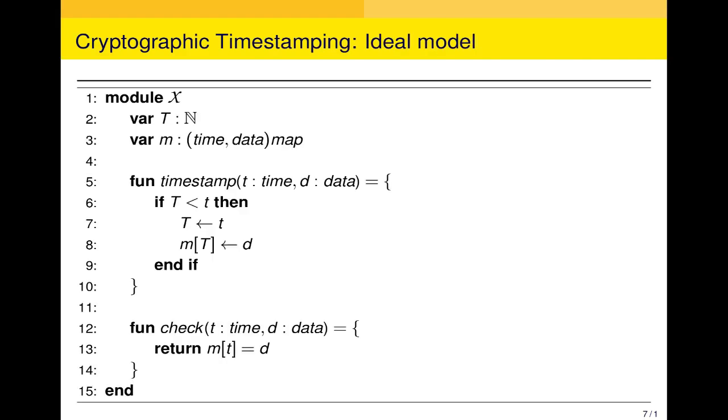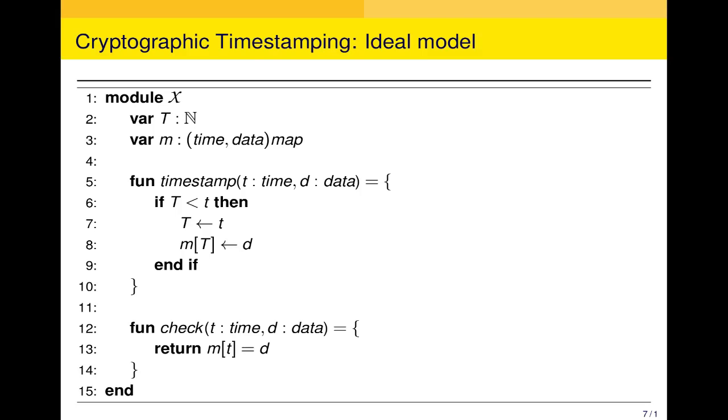In this work, we will rely on the ideal model of timestamping, which can be seen as the following stateful module H_E. The state of the module consists of the variable t, which represents the current time, and the variable m, which is a map from time values to data objects. A user of the timestamping service can perform a timestamping query and a timestamp checking query.